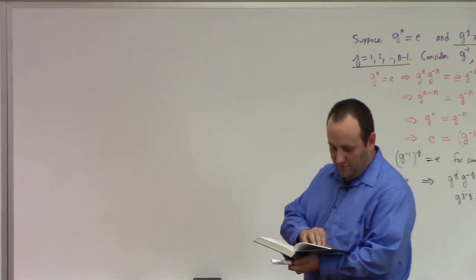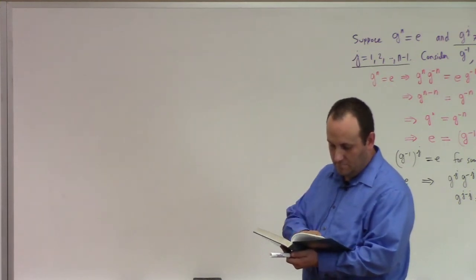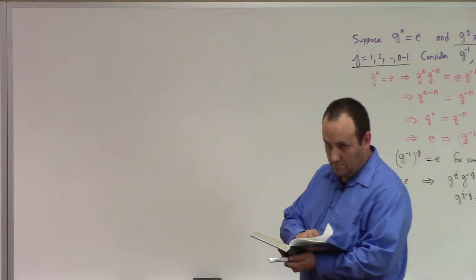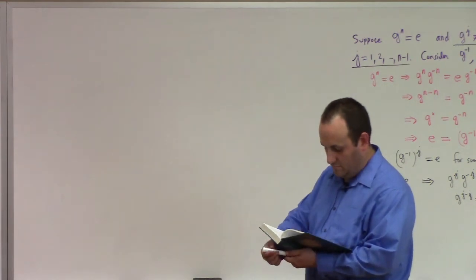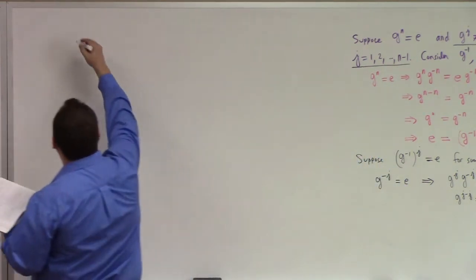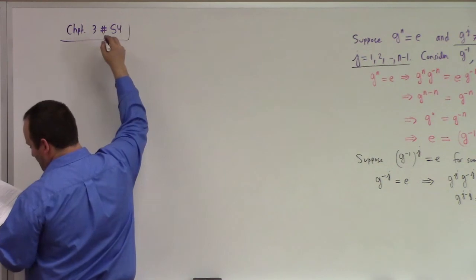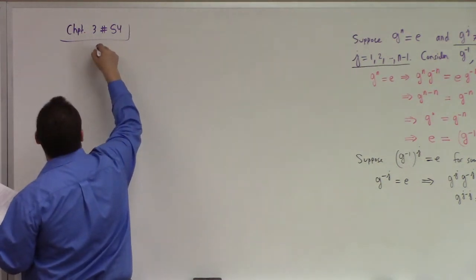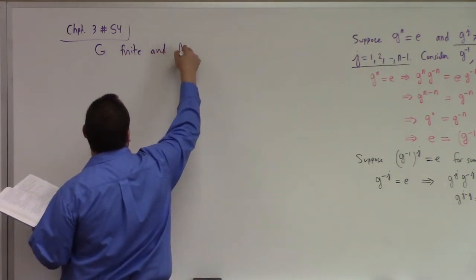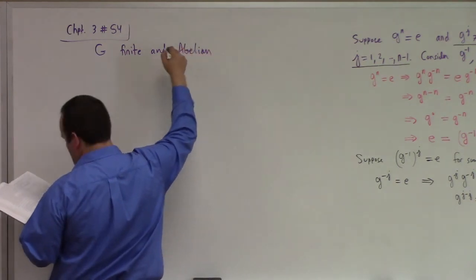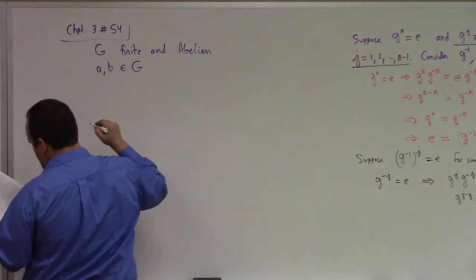Any problems in particular, you guys? I can try. Chapter 3, number 54. So here we've got G finite and abelian. And what else? We have A and B are elements of G, right?